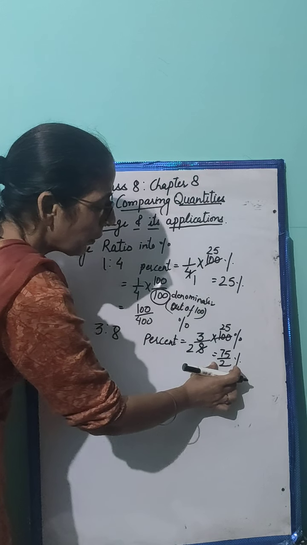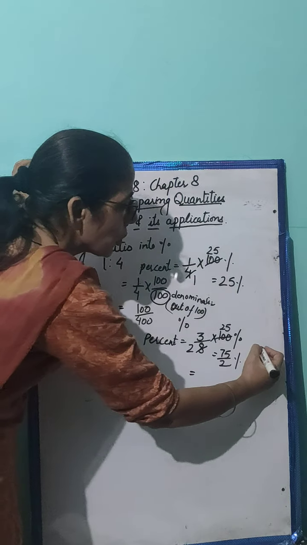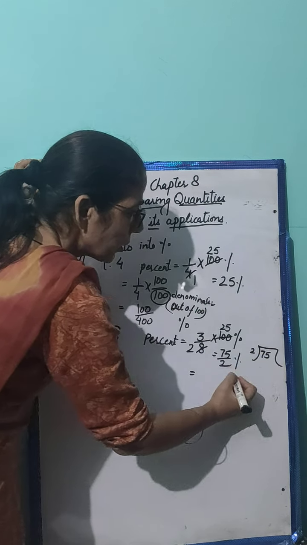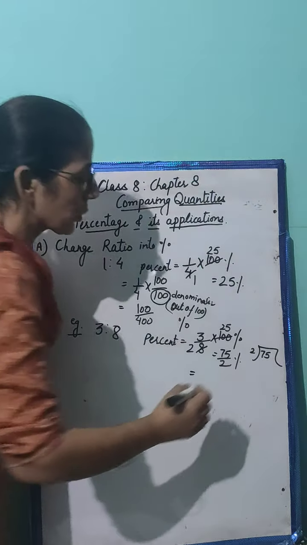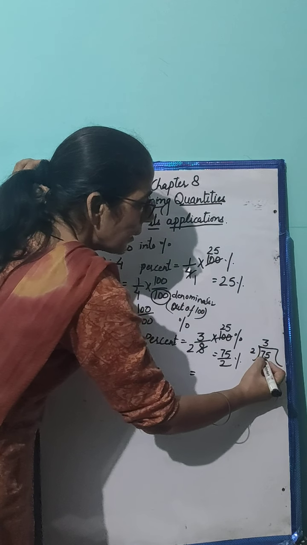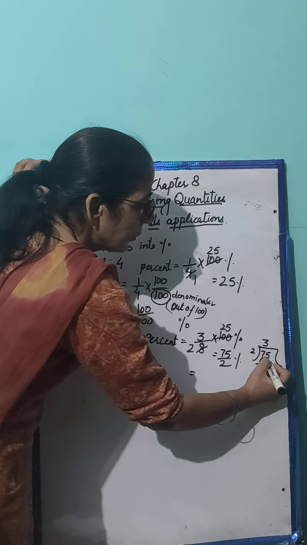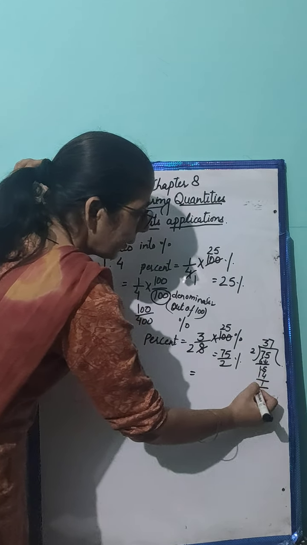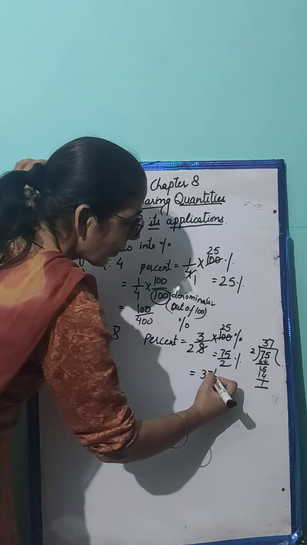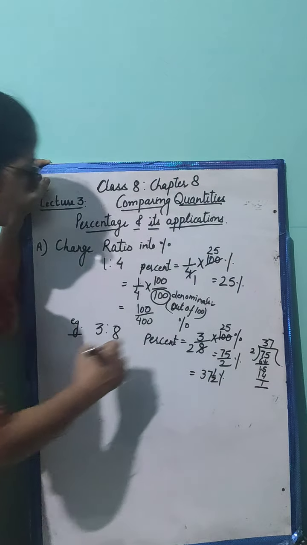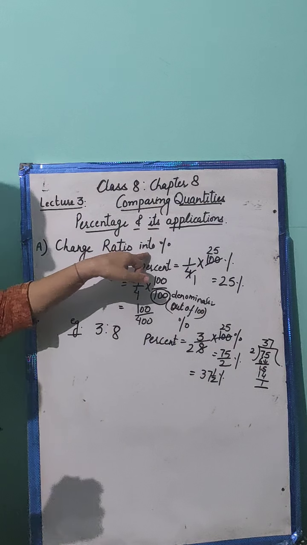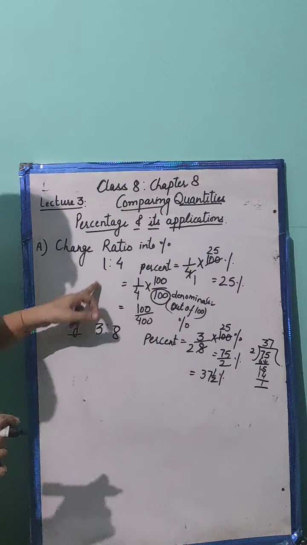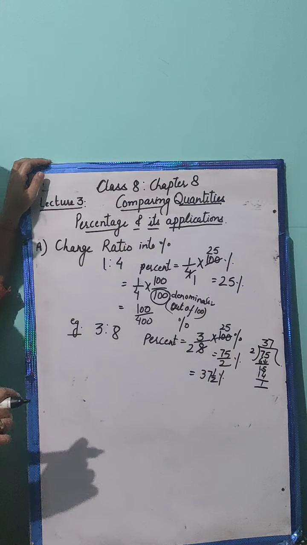It is an improper fraction, so we will change it into a mixed numeral. 2 threes are 6, remainder 1, 2 sevens are 14, remainder 1, so 37 1/2%. So how do we change ratio into percentage? Have you understood this? Right? You have to do this kind of question also.